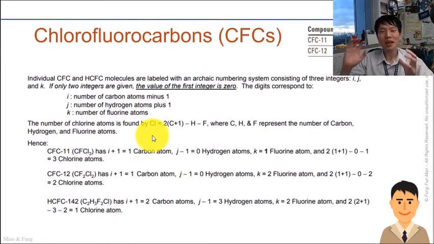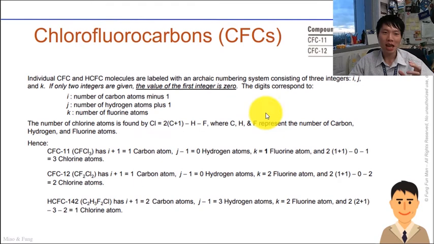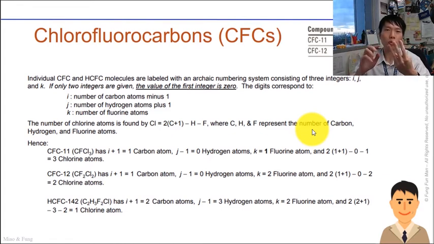So the individual CFCs and HCFCs are labeled with this very old traditional numbering system that consists of simply 3 integers. We call it I, J, and K, right? Just 3 digits, nothing more, but can be less here. So if only 2 integers are given, that means the first integer is 0. So let's say we have got 0, 1, 1. Of course, you don't include the 0, so just 1, 1. Okay.